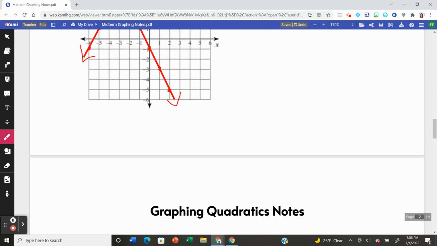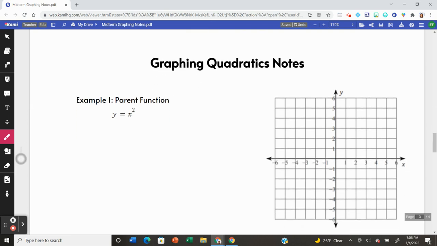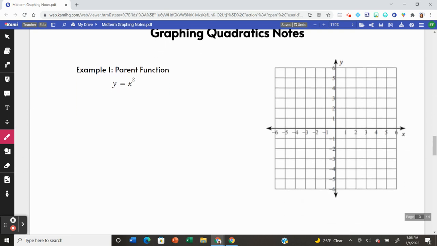All right. Now, if we shift over to quadratics, quadratics are going to work along the same lines. Our A value is still going to be our reflections, our stretch and compressions. If we're graphing in vertex form, our H and our K are still our shifts left, right, up, down, respectively.